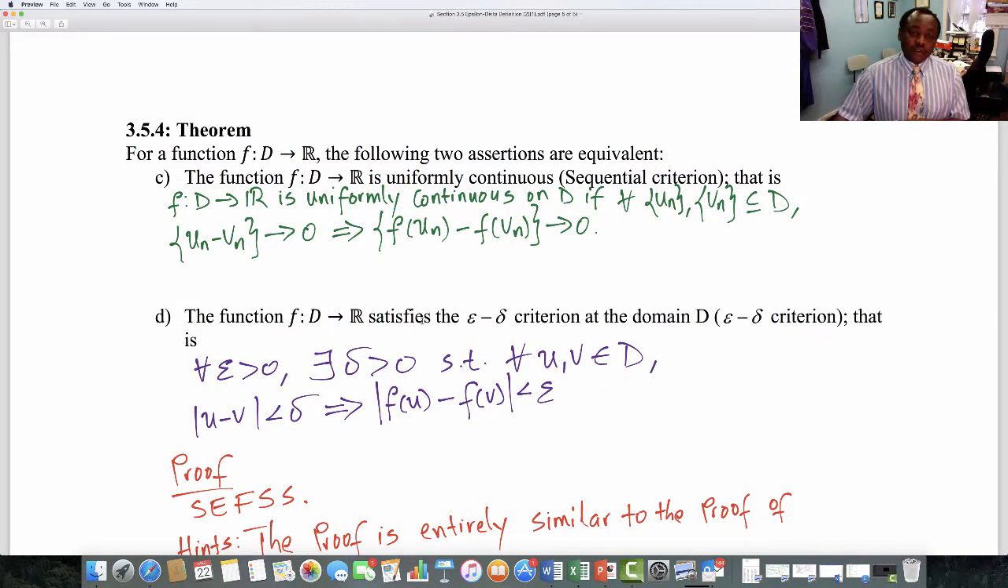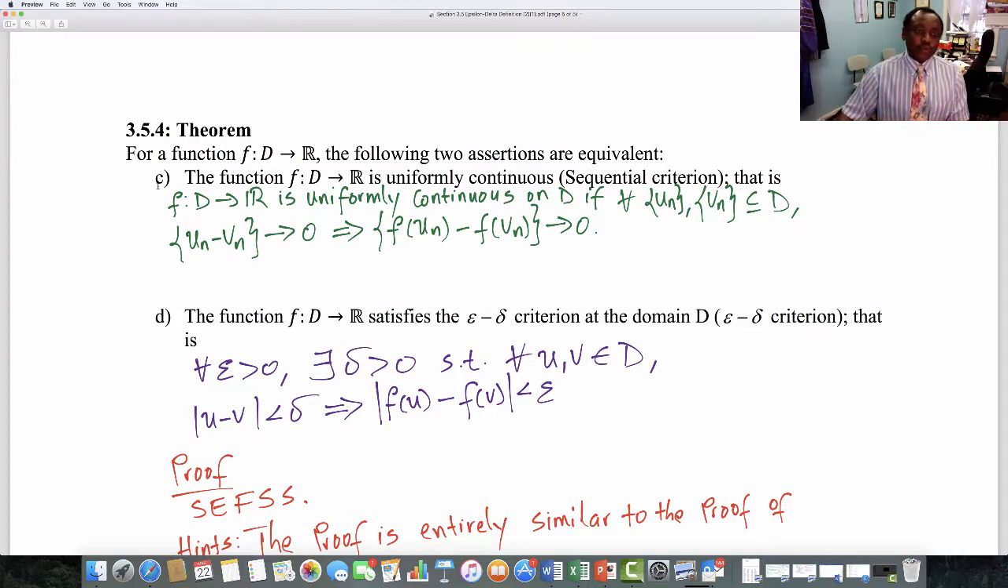Statement two: the function f from D to R satisfies the Epsilon-Delta Criterion on the domain D, known as the Epsilon-Delta Criterion for uniform continuity, i.e., for every epsilon greater than 0, there is a delta greater than 0 such that for every u, v in D, the absolute value of u minus v less than delta implies the absolute value of f(u) minus f(v) is less than epsilon. The two assertions are equivalent.